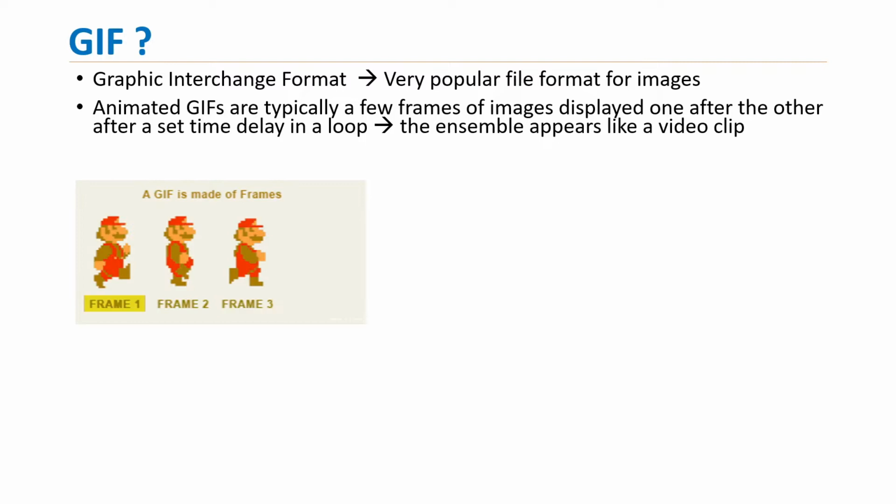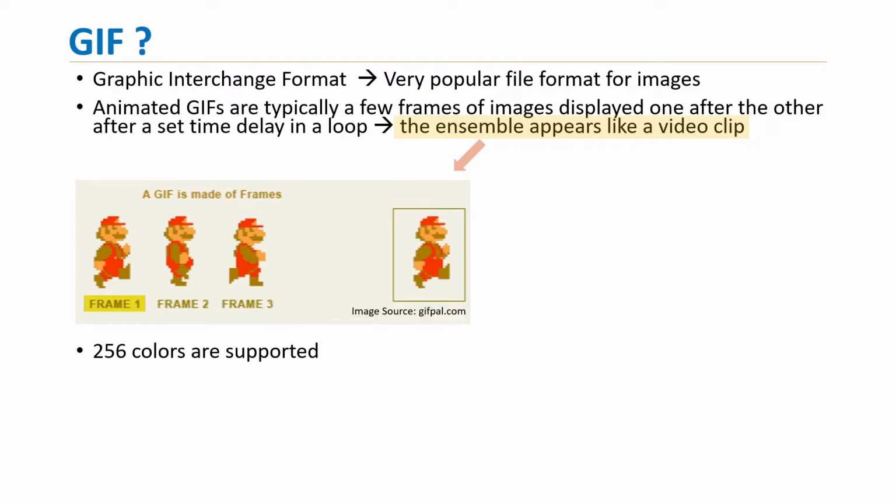So here is a small example of an animated GIF. You can see 3 frames, and these 3 frames would be played in succession one after the other after a small time delay, and the ensemble appears like a video clip, as you can see right here. It appears as if a person is walking, and because this is playing in a loop, it gives the appearance of a picture in motion.